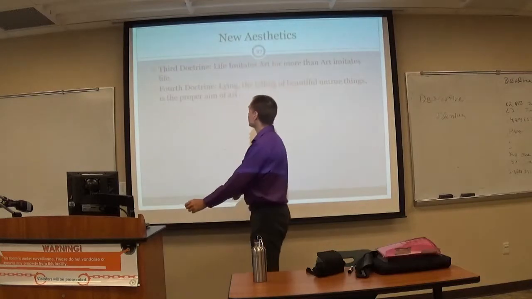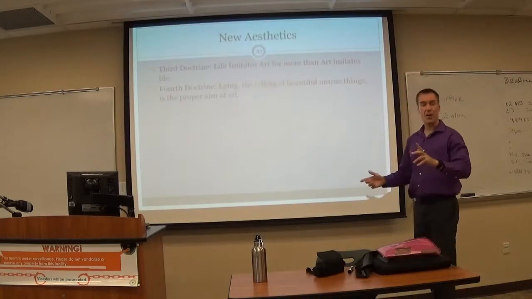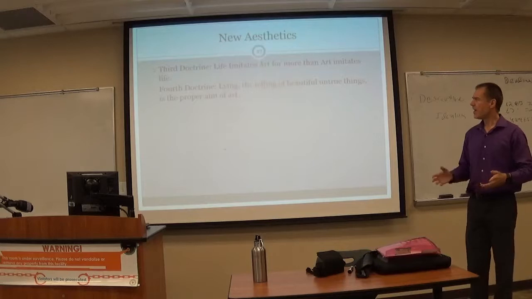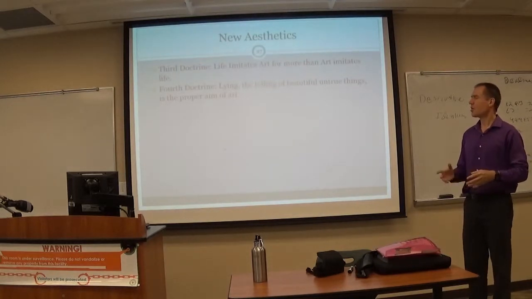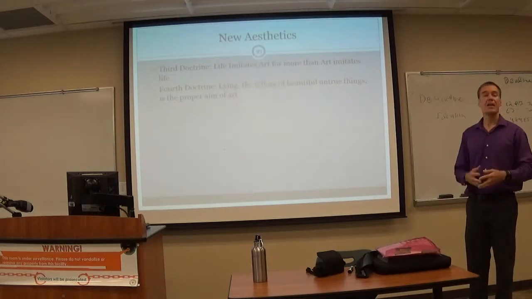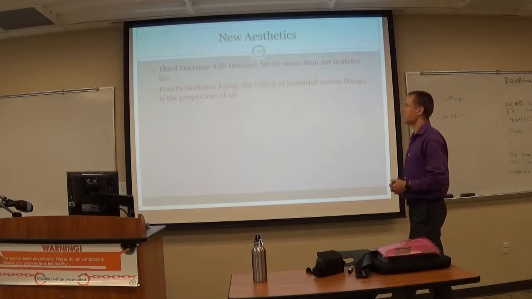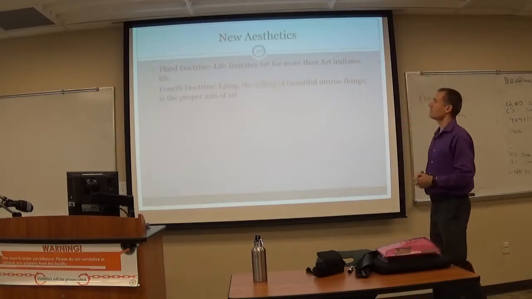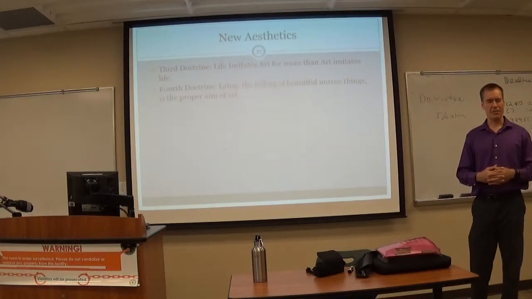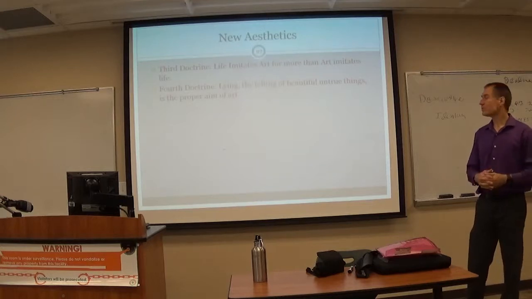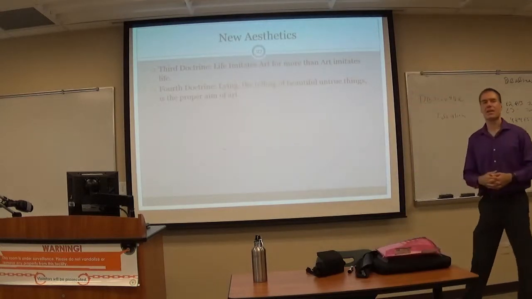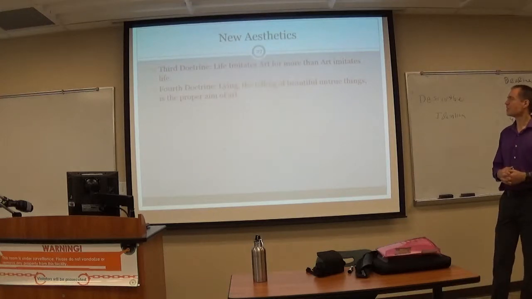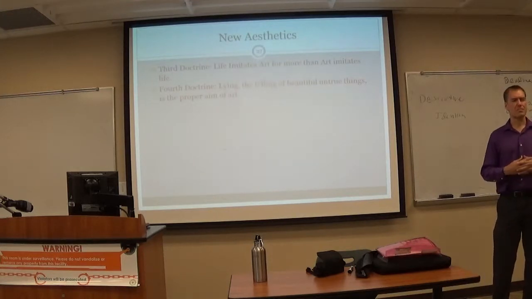Finally, the last two. The third doctrine is the thing he started out with. The challenge, the character said, was to show that it is not art imitating life, but life imitating art. And the third doctrine, he claims, is that life imitates art far more than art imitates life. The fourth doctrine, perhaps the most interesting of the four, is this: that lying, the telling of beautiful, untrue things, is the proper aim of art.